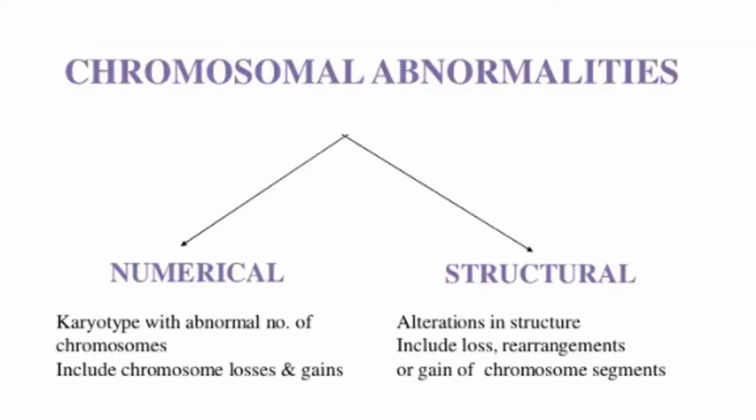There are various types of chromosomal abnormalities which can be broadly classified into two groups, that is numerical and structural. In numerical, there is a defect in the chromosome numbers, that is there may be either more than 23 chromosomes or less than 23 chromosomes. Whereas in structural abnormality, the number of chromosomes remains the same in a cell, but there is alteration in structure of chromosomes leading to loss, rearrangement or gain of some chromosomal segments.